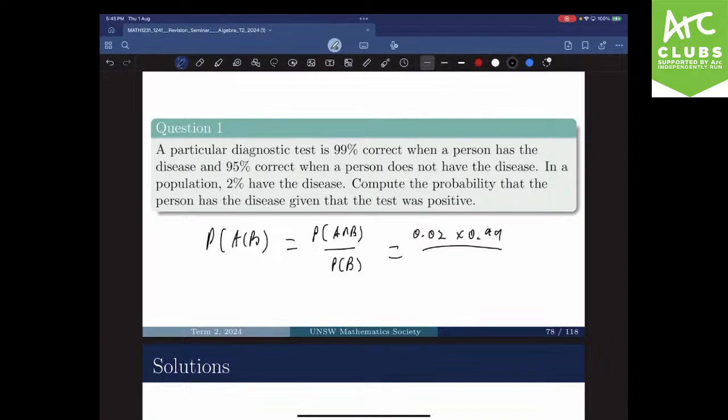A positive test either occurs when I have this case here, right? When someone has the disease and tests positive, so 0.02 times 0.99. But we also have to add the case where someone doesn't have the disease but still could test positive, right? When someone doesn't have the disease, that's the other 98% of the population, so 0.98 times 0.05, right? We times by 0.05 in this case because the test is incorrect when they test positive, because they don't have the disease.